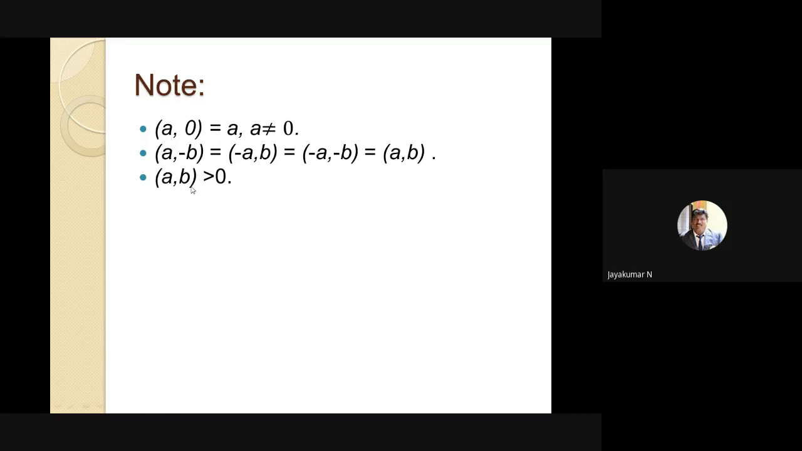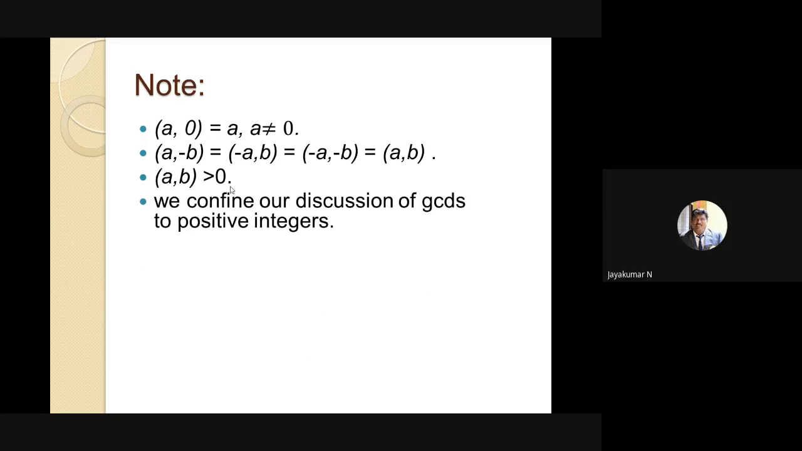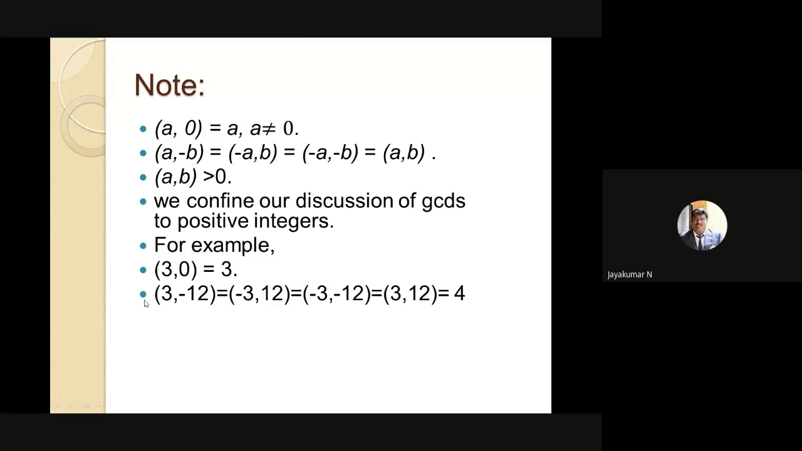Definitely the greatest common factor is greater than 0. Another observation: the greatest common divisor of a and b must be greater than 0. We can confine our discussion to the GCD of positive integers. For example, 3 comma 0 is 3. The GCD of 3 comma minus 12, or minus 3 comma 12, or minus 3 comma minus 12, is nothing but the GCD of 3 comma 12, which is equal to 3.